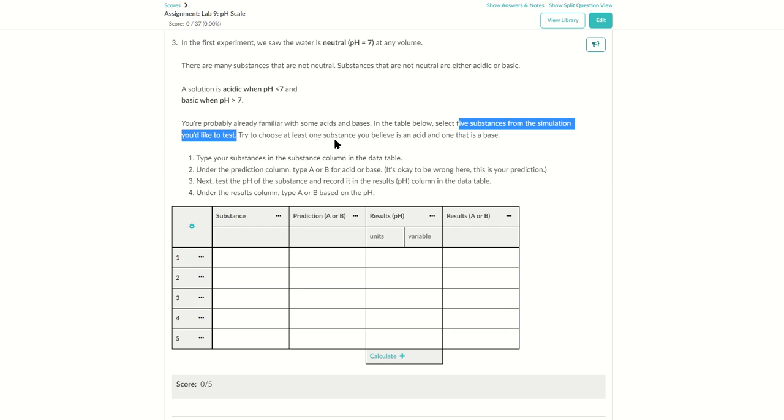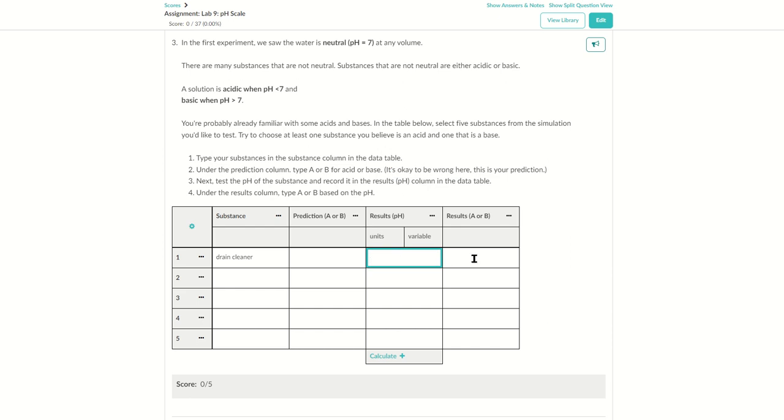So you are going to work with 5 substances that you want to test, and then make sure that you choose at least one that you think is an acid and one that is a base. You are going to write the names of those here. So let's say you pick drain cleaner, you're going to make a prediction on whether that's acidic or whether that's a base, or you can say acid or base. And it's completely okay if this isn't correct. This is just a prediction.